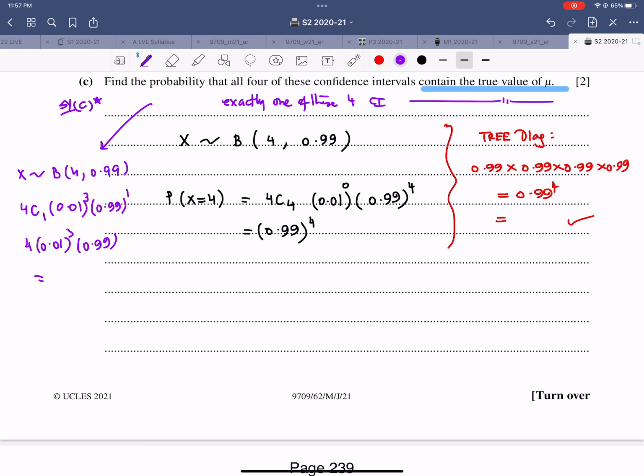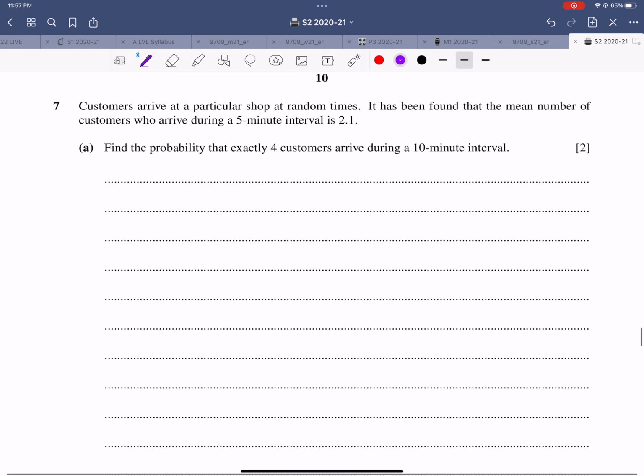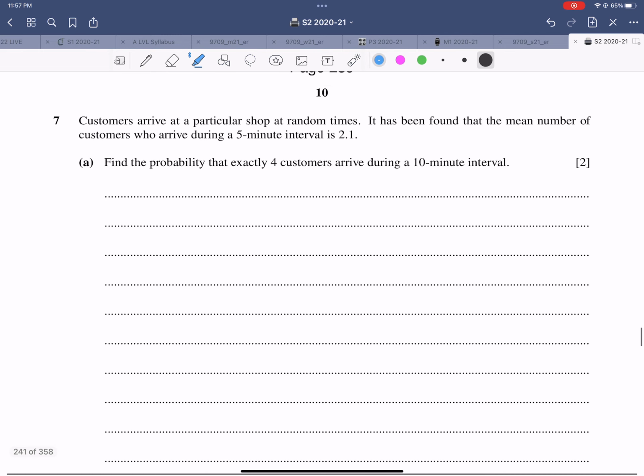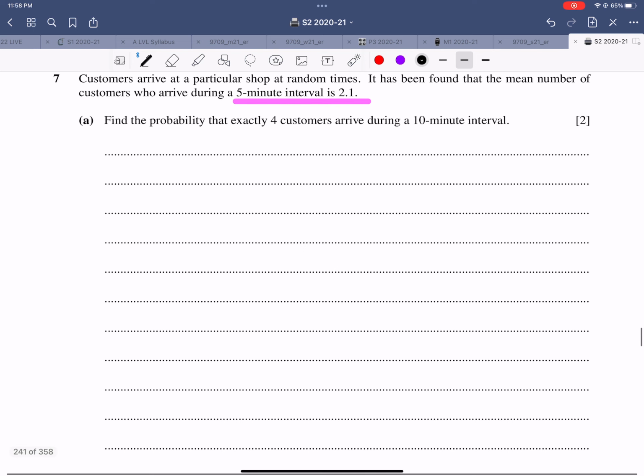Question number 7. What is this all about? Customers arrive at a particular shop at random times. It has been found that the mean number of customers who arrive during a 5-minute interval is 2.1. So right from the beginning, you would have a sense of it that this is a question of Poisson distribution. So this is the ratio that they are working with. Find the probability exactly 4 customers arrive during a 10-minute interval. So this is time, and this is number of customers.